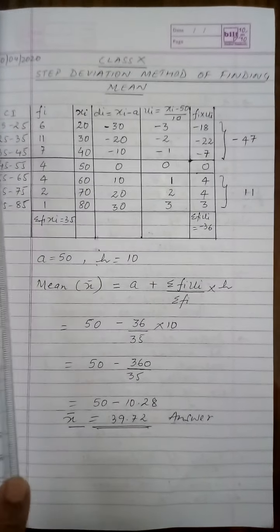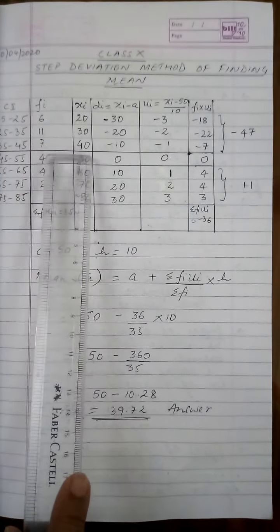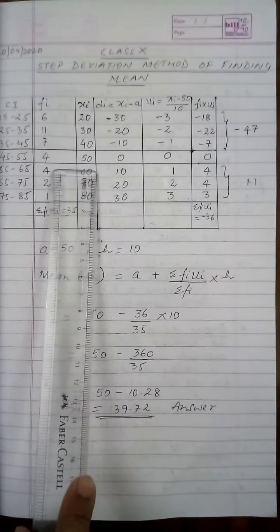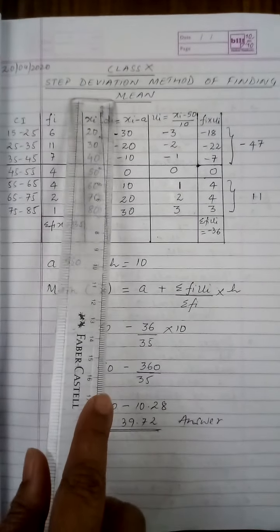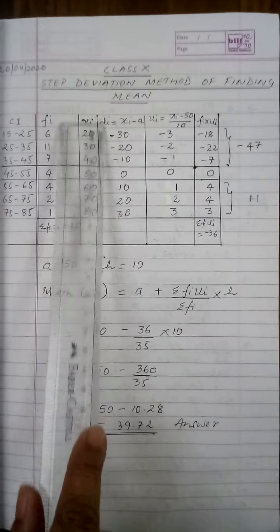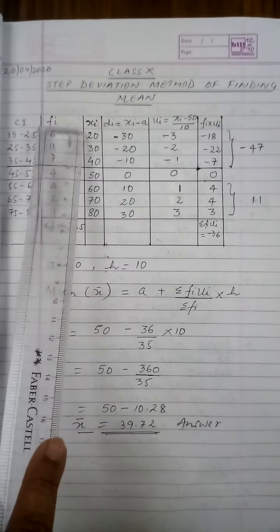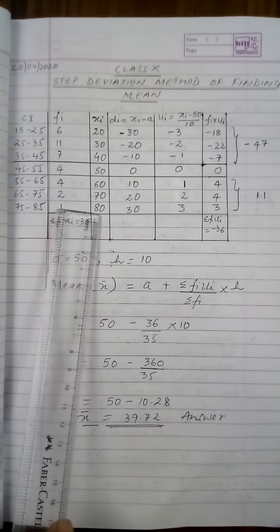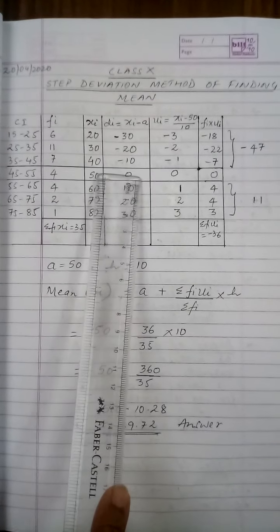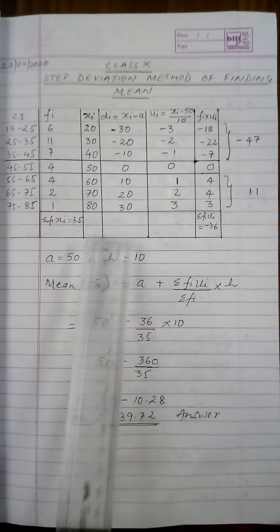Now, we have already done direct method. We have already done assume mean method. The question arises, why are we doing the step deviation method? Now, I have also found out Xi over here. I've got it as 20, 30, 40 and so on and so forth. Then, as in the assume mean method, we have found out A.